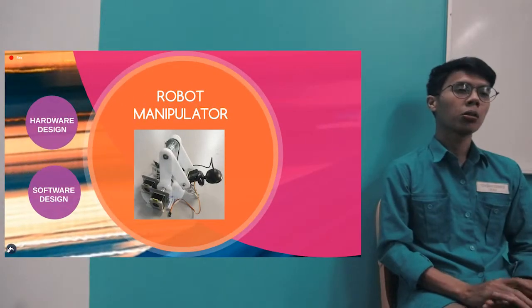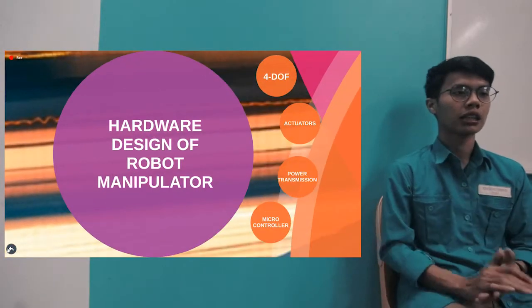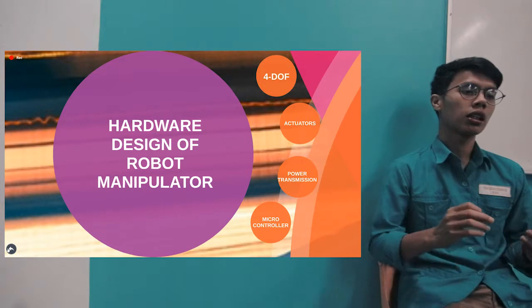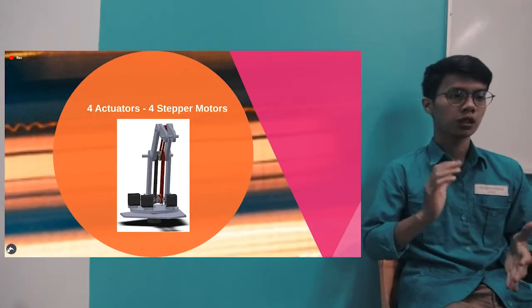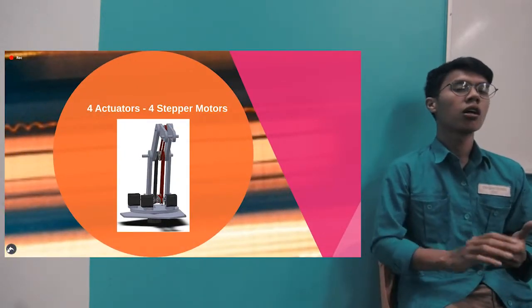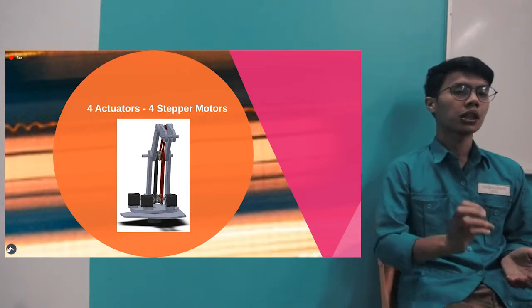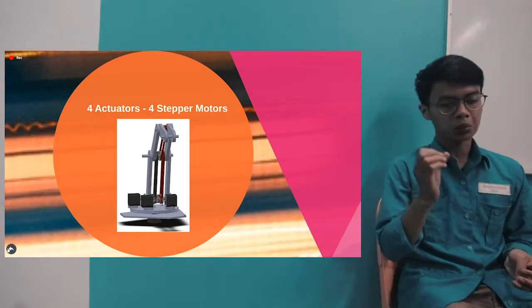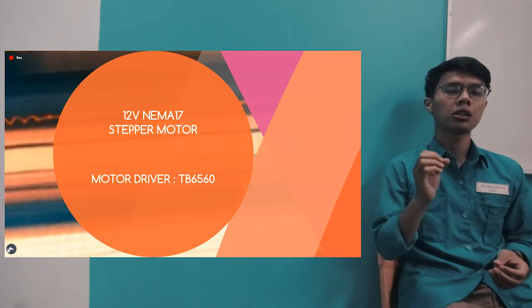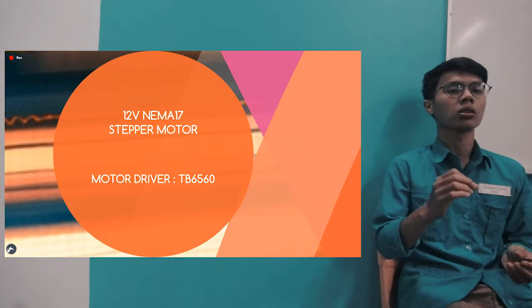For the pick and place robot manipulator in the hardware design, we decided to develop a 4 degree of freedom arm. Hence, we are using 4 actuators. The actuators that we are using are stepper motors, with the specification of 12 volt NEMA 17, together with the TB6560 motor driver, with the feature to control the excitation current and also the microstep feature.